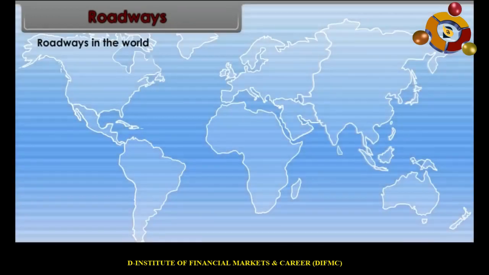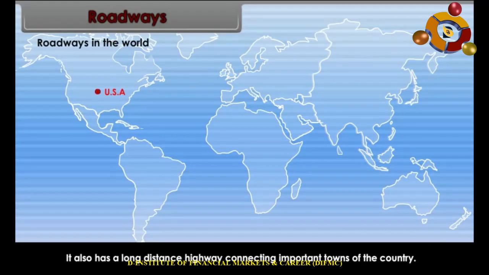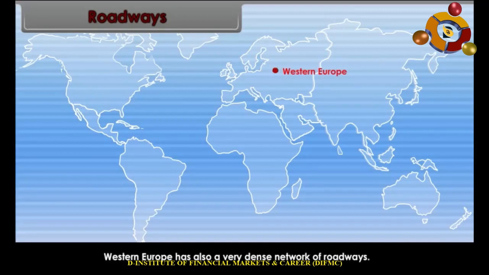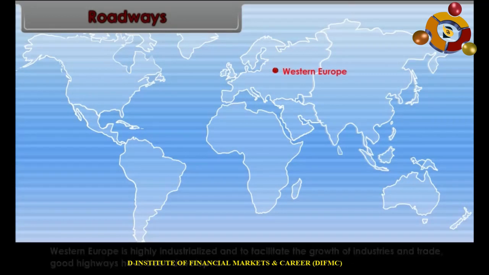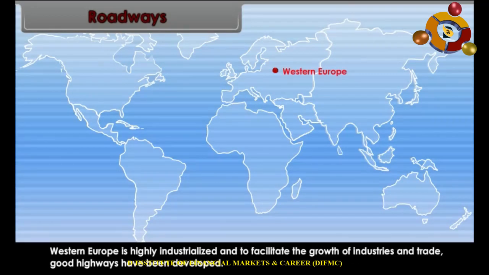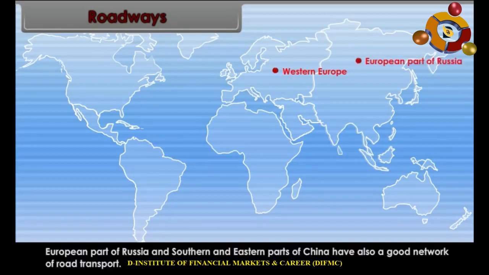Roadways in the world. The density of road transport is very high in USA. It also has a long-distance highway connecting important towns of the country. Western Europe has also a very dense network of roadways. Western Europe is highly industrialized and to facilitate the growth of industries and trade, good highways have been developed. European part of Russia and southern and eastern parts of China have also a good network of road transport.